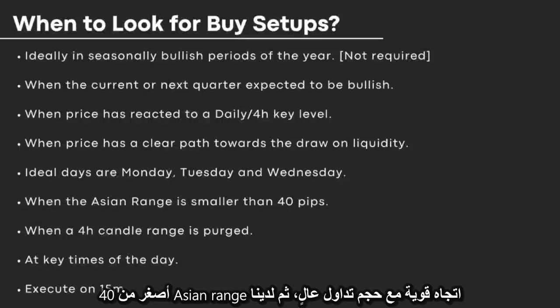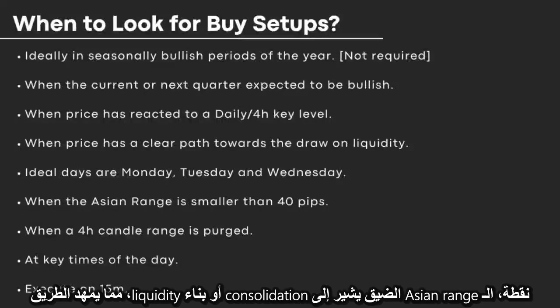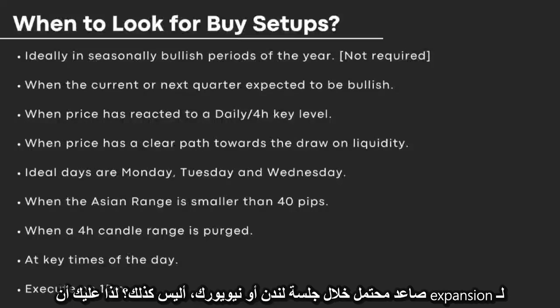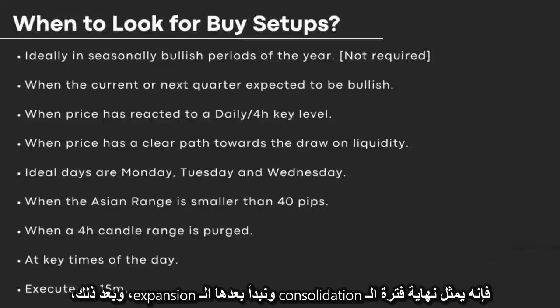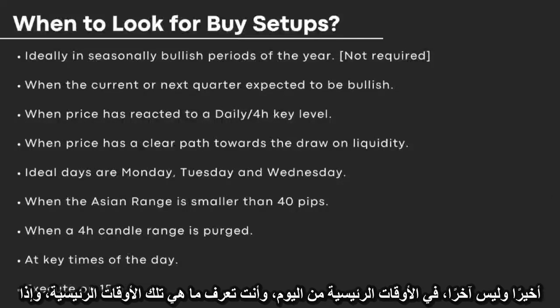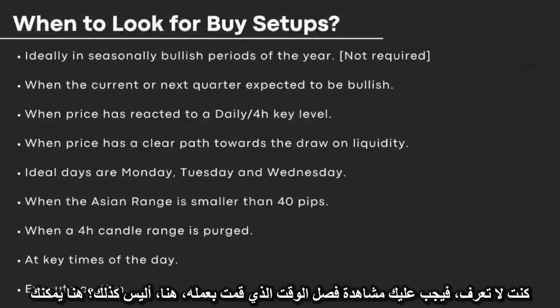And then we have an Asian range smaller than 40 pips. A tight Asian range signals consolidation or liquidity building, setting the stage for a potential bullish expansion during the London or New York session. So you need to remember that. And when a 4 hour candle range is purged, it marks the end of a consolidation period, and we then start an expansion. And then last but not least, at key times of the day, and you know what those key times are, and if you don't know, then you should watch the time chapter that I had made.